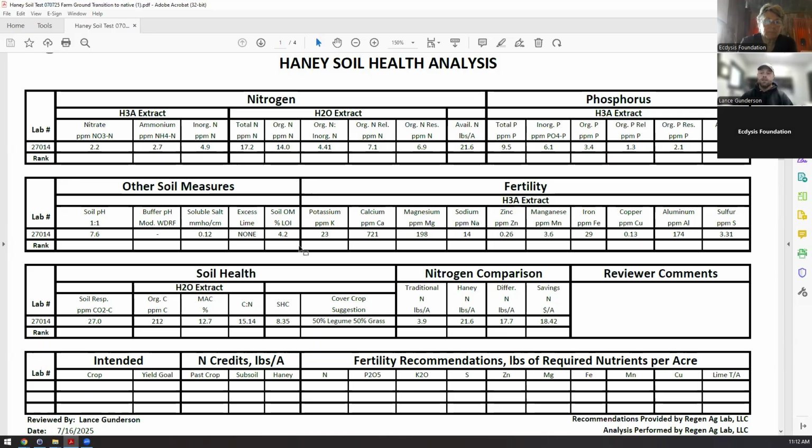So let me pause a moment on percent MAC. I gave you a range for the soil health score. For percent MAC, we like to see that number above 30%. We really like to see it around 50% to 80%. If we're below 30%, it tells us that food is not the limiting factor. 30 to 50 is kind of marginal.